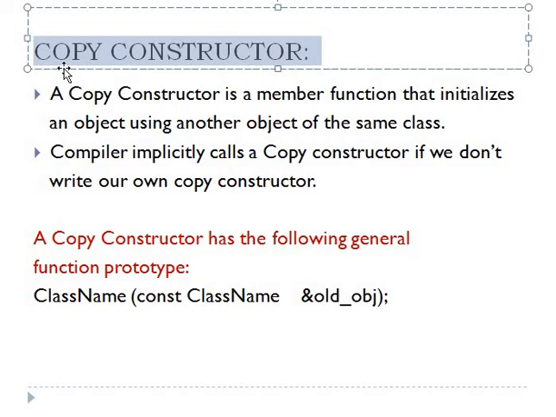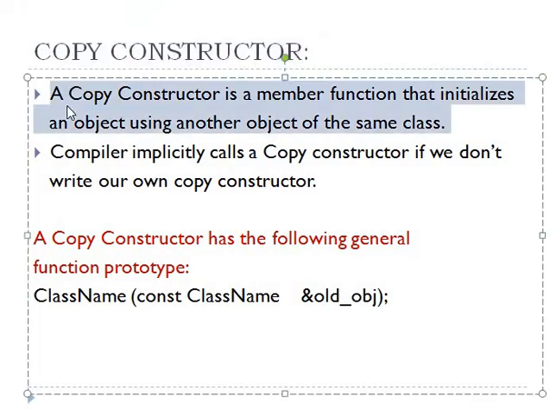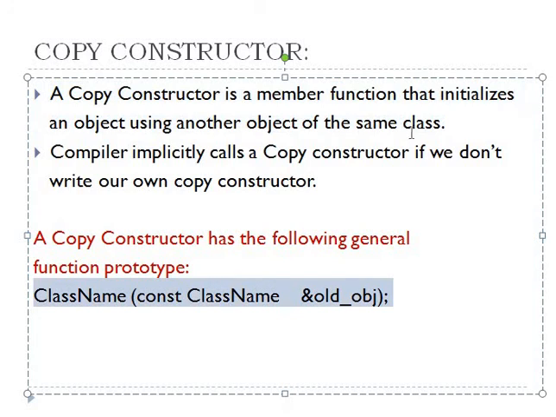Now first try to understand what a copy constructor is. A copy constructor is a special member function that initializes an object using another object of the same class. The copy constructor has to be explicitly declared using this following prototype.